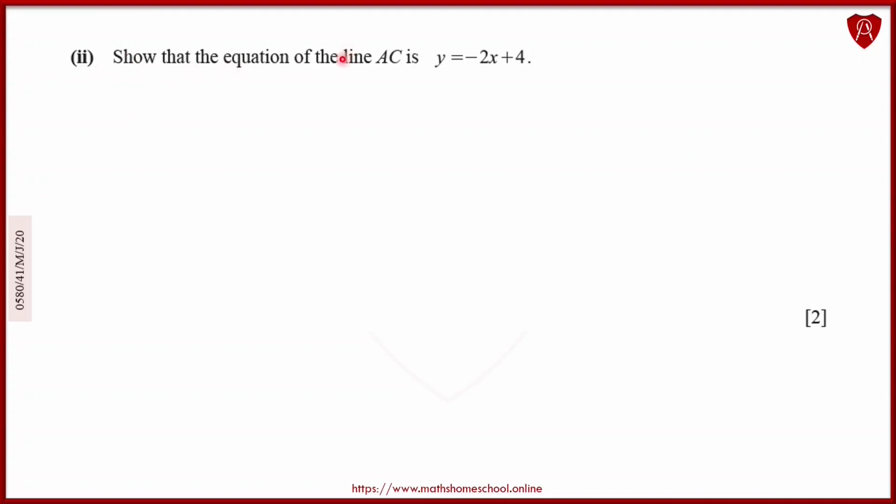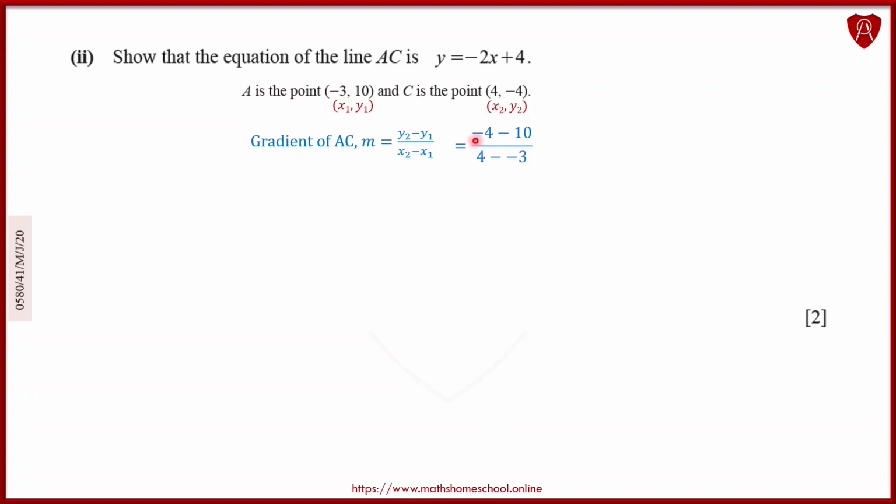Show that the equation of the line AC is y is equal to -2x plus 4. Our 2 points again. We start by finding the gradient of AC. The gradient of any line AC is the difference in the y values divided by the difference in the x values. Let's put in the numbers. We do not need a calculator here. -4 minus 10 is -14, and 4 minus -3 is 7. -14 over 7 is -2.